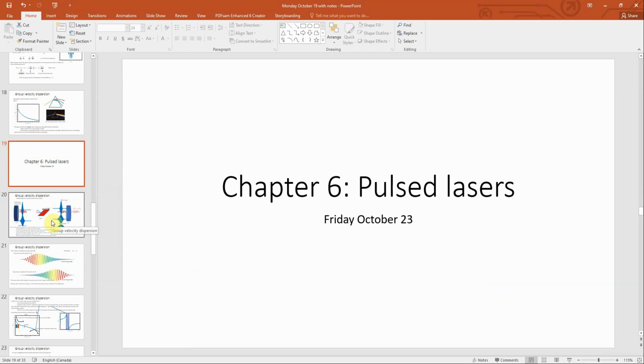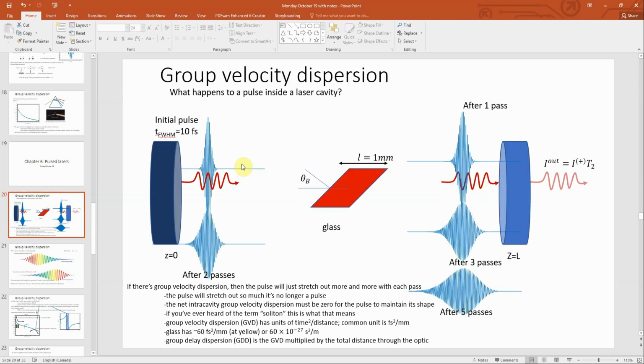However, if we're trying to get mode-locked lasers, which we'll be talking about today, you need to worry about dispersion. You're very sensitive to dispersion. So we talked about this in Wednesday's course. If you have a 10 femtosecond pulse, which is definitely possible with a mode-locked laser, it passes through 1 millimeter of glass. After just a few passes, say 5 passes, you see that this pulse duration has increased by something like a factor of 5, and the peak intensity has dropped as well, because you have to have conservation of energy.